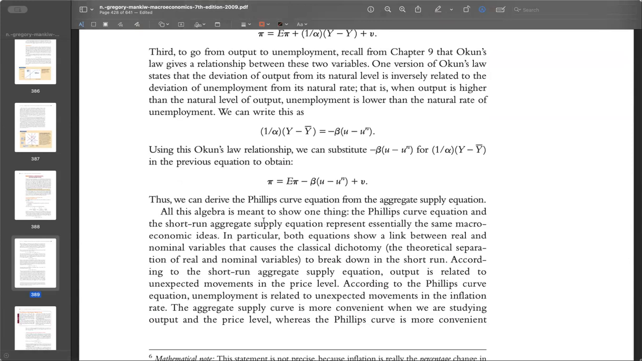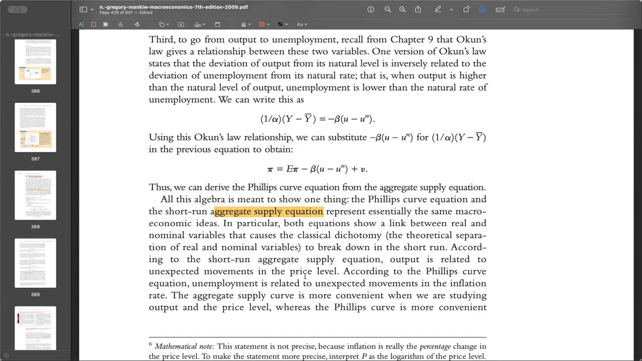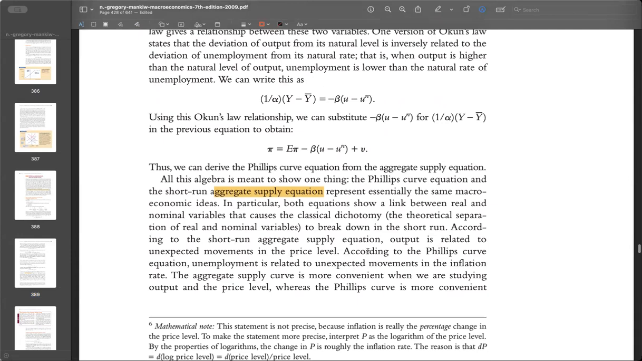All right, so it's the same idea as the aggregate supply function, yeah? Because both equations show a link between real output, or the gap between y and y bar, that causes the classical dichotomy to break down in the short run. So in the short run, aggregate supply output is related to changes in the price level that are unexpected. That changes P from the expected price. According to the Phillips curve, unemployment is related to unexpected movements in the inflation rate.